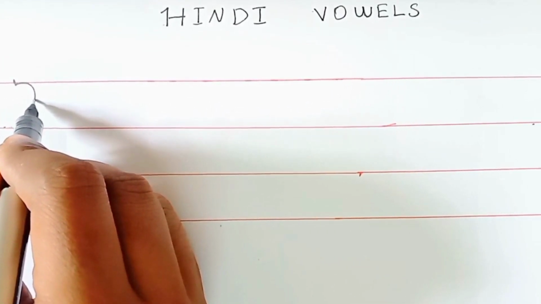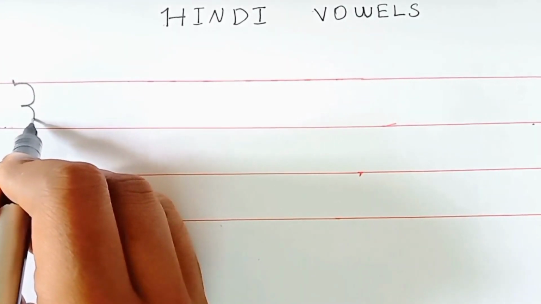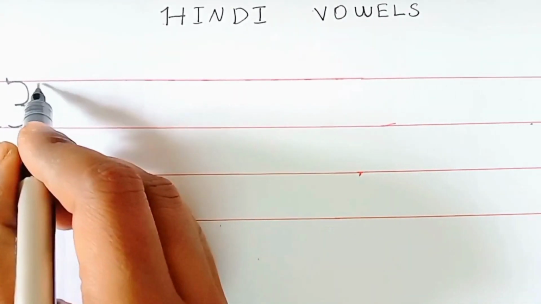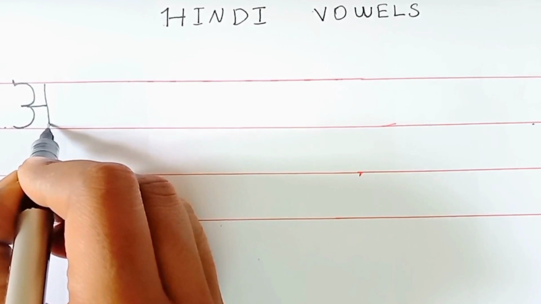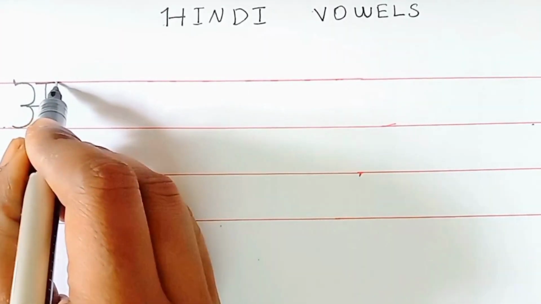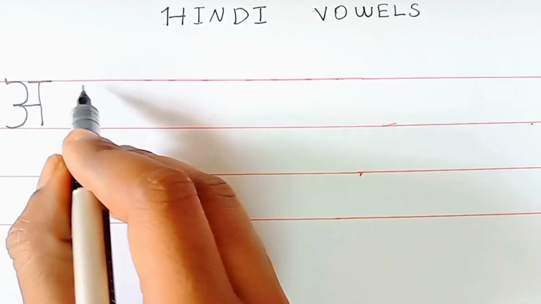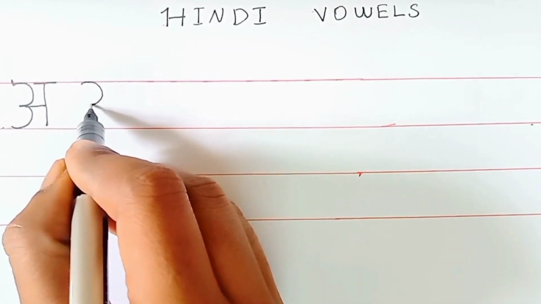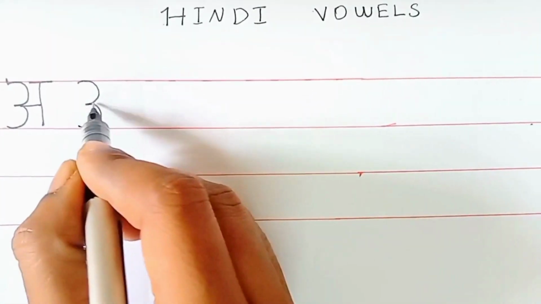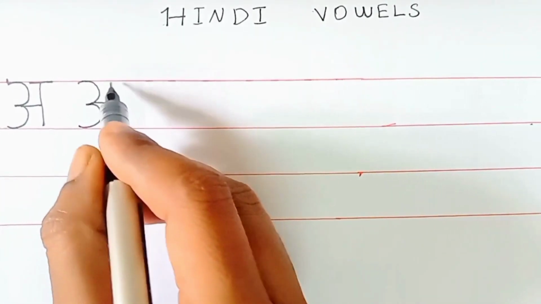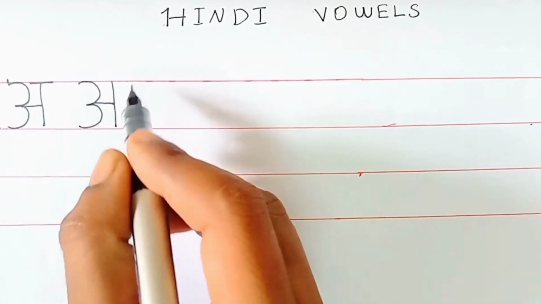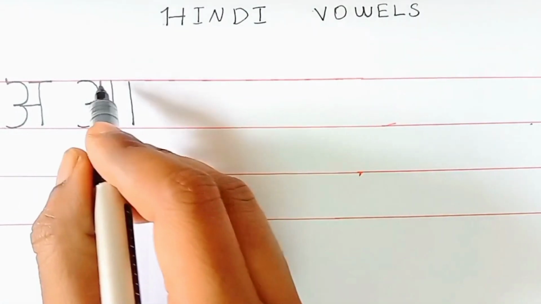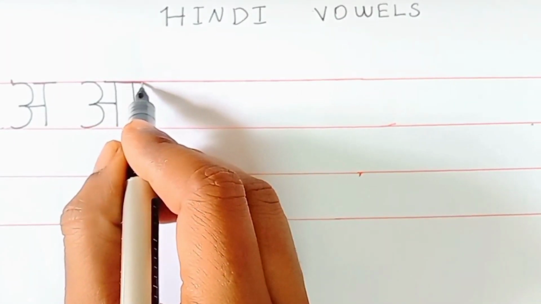For writing A, we have to write one 3 first, then a small sleeping line, a standing line, then again a sleeping line on the top. And for A, we have to write the letter A again, and then we have to add another standing line, and then for the top, a sleeping line.